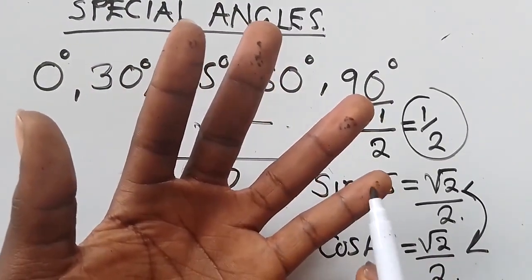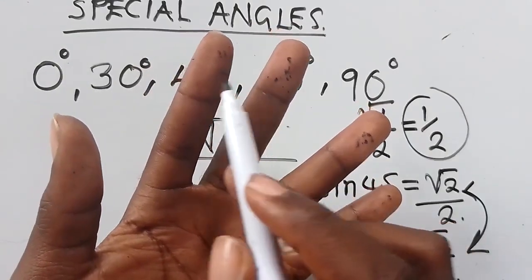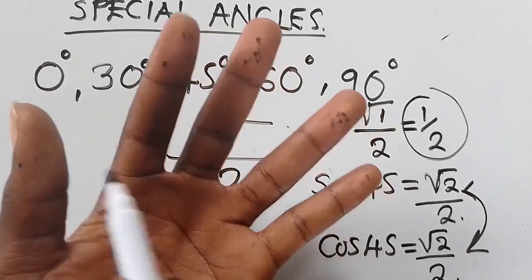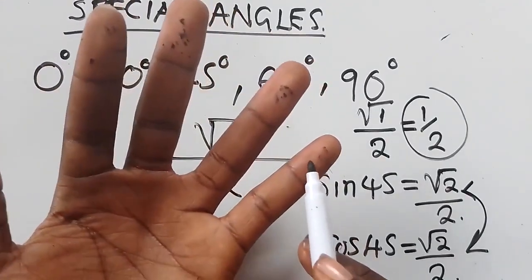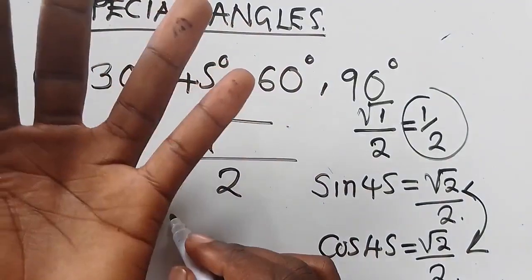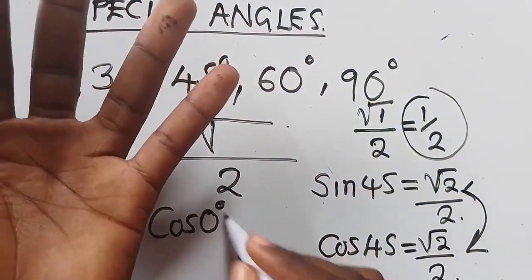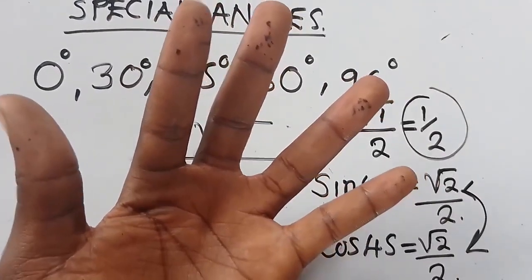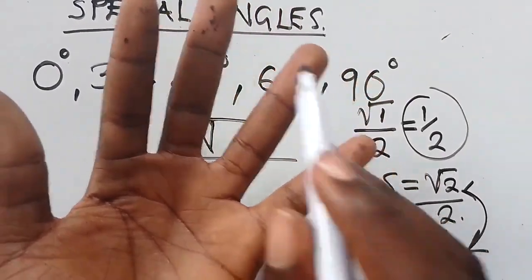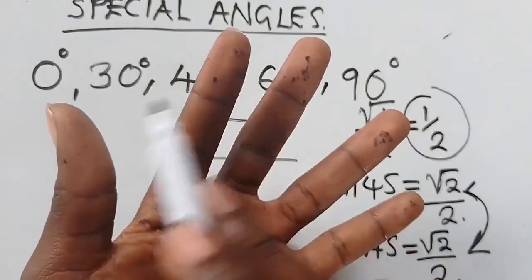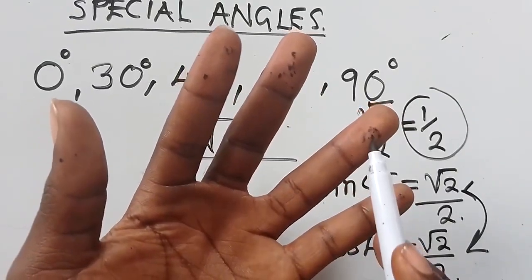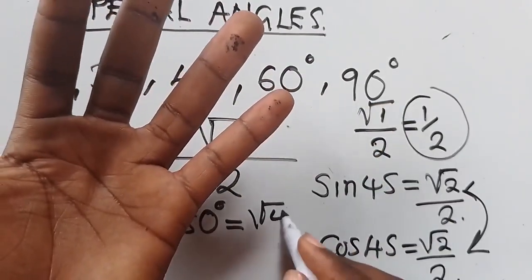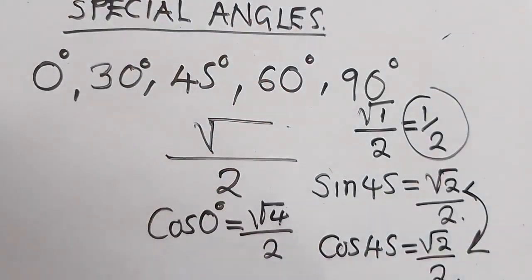Just need to know this is 0, 30, 45, 60, then 90. Have you seen? So you discover that this is 0 like this. This finger is 0. So what if I want to find cos 0 degrees? What is my answer? Cos 0 degrees, you get your hand like this. 0 is here. So cos is going that side. So 1, 2, 3, 4. Of course, this is 0. Then the fingers that remain, 1, 2, 3, 4. So I say root 4 over 2. Have you seen? Root 4 over 2.